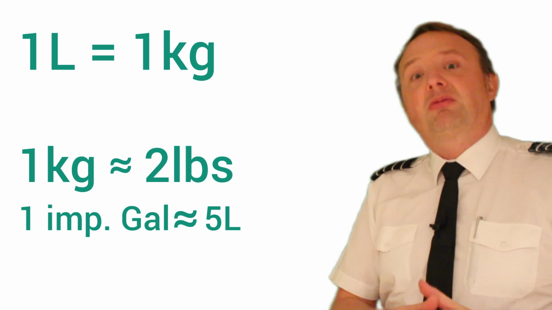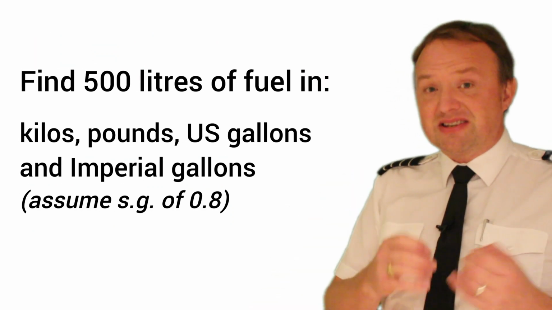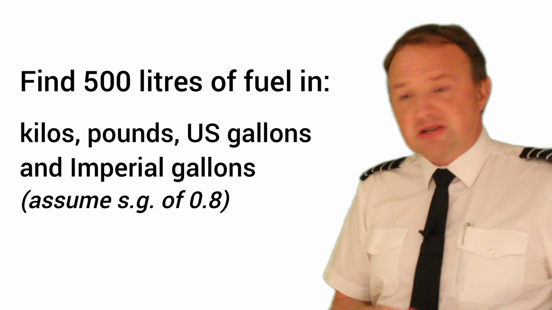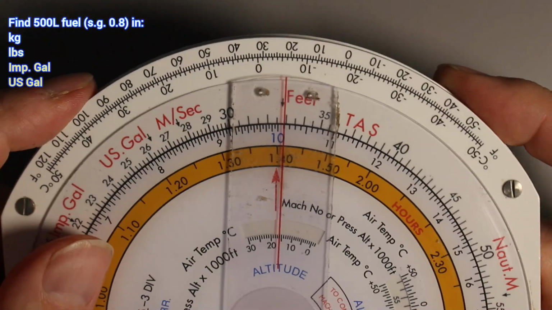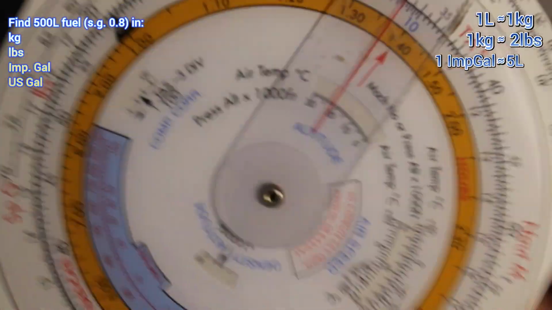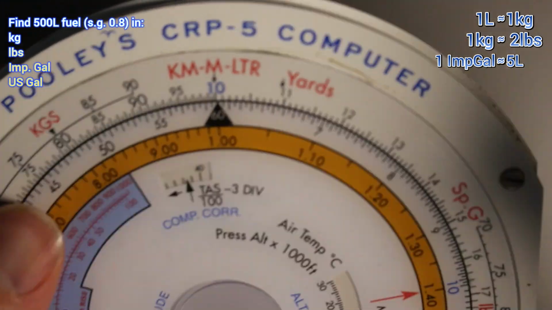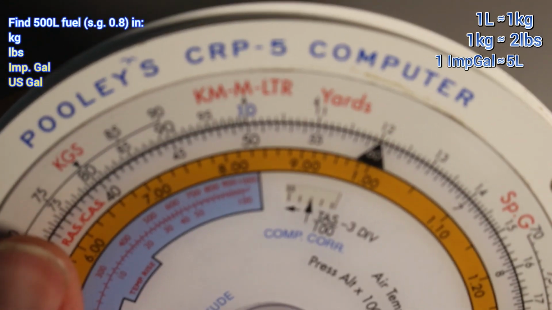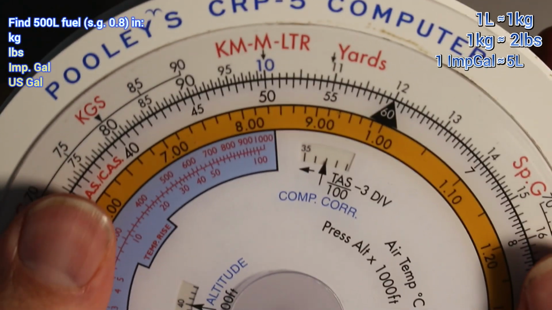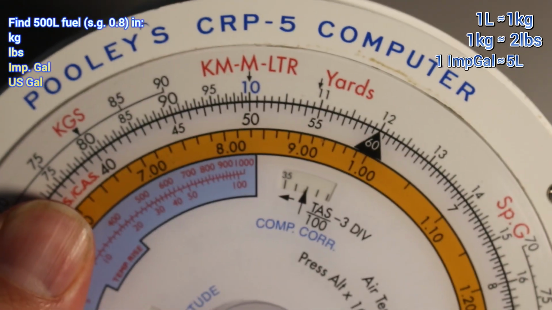With that in mind, we can now use the CRP5 to convert between different volumes and between different masses, and even between volume and mass. Let's have a look at that one in action. So 500 litres of fuel, same sort of idea. Kilometres, metres, litres, they're all in the same place because the metric system is better. 500 of them lines up right there. So that's the 50, which we are interpreting as 500, lining up with the litres.